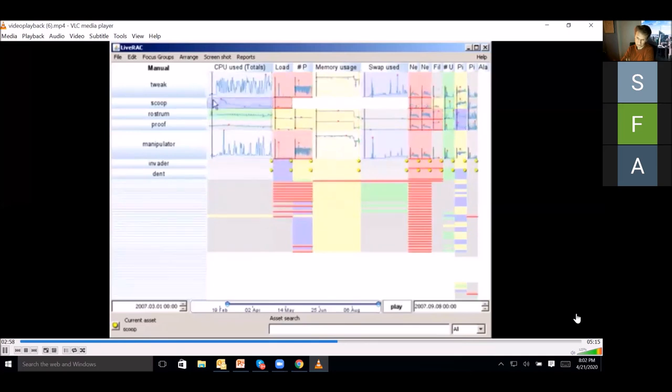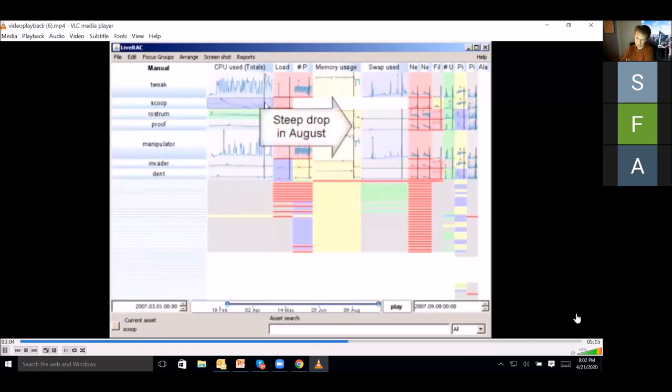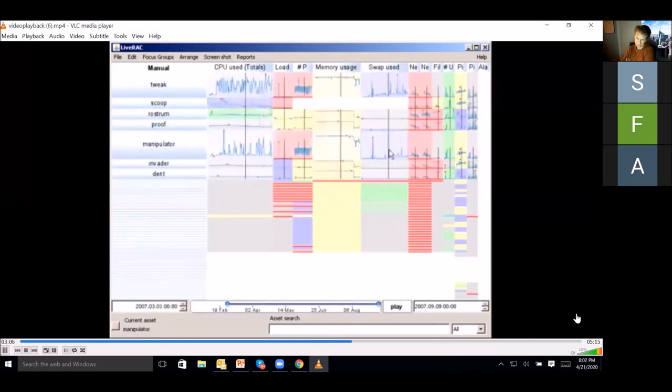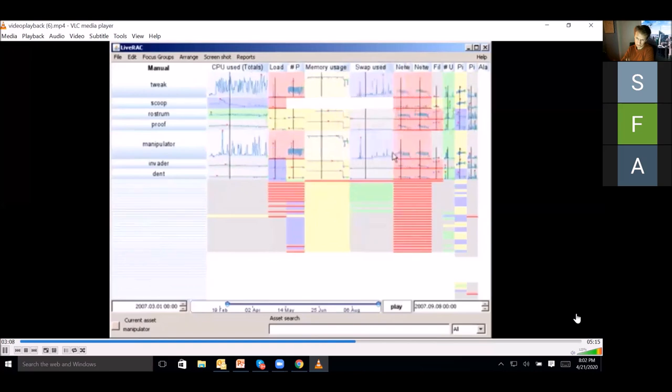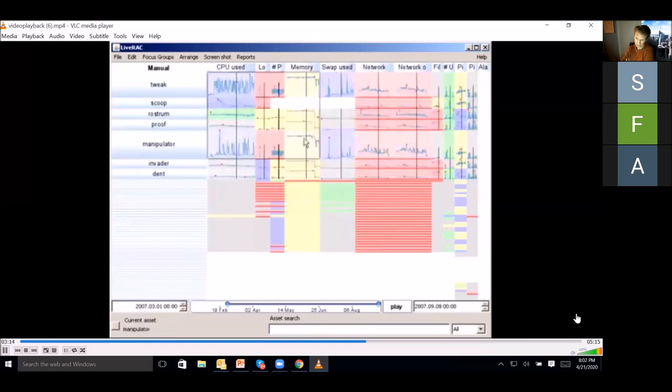Here's an interesting trend. The utilization on Scoop is trending downwards. We can also see that there was a steep drop in memory usage on several devices in August. Network inbound and outbound traffic also seems to be trending downwards. I might want to consider consolidating some of these devices if these trends continue.